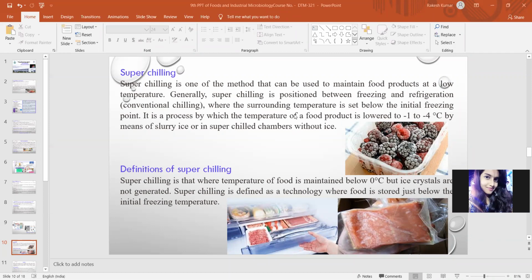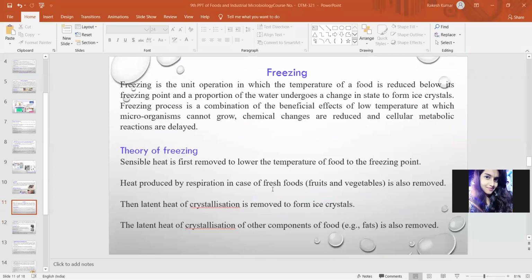So just by doing all this, you can maintain this temperature range of -1 to -4 degrees centigrade, and it is recommended for a few food items. Now, the definition of super chilling: it is where the temperature of food is maintained below 0 degrees centigrade, but ice crystals are not generated. That is a very important point, that there should not be any ice crystal. Super chilling is defined as a technology where food is stored just below the initial freezing temperature. So you have to maintain this temperature range for super chilling, and just by doing this, you can apply it in certain food products.